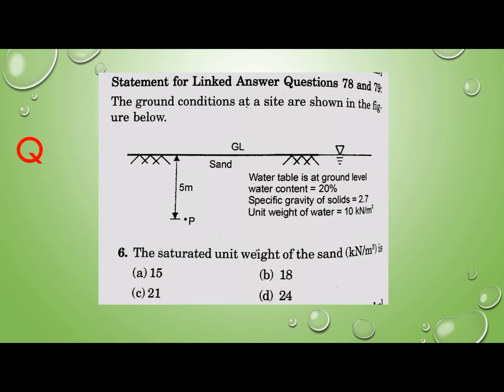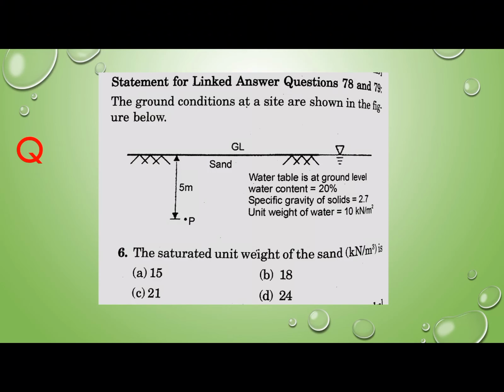Okay, so our next question. This is also a statement, and the following are two questions. So first we will read out the statement. The ground conditions at a site are shown in the figure below. So the water table is at ground level and the water content is 20%. Specific gravity of solids is given as 2.7. Unit weight of water is given as 10 kilonewton per meter cube.